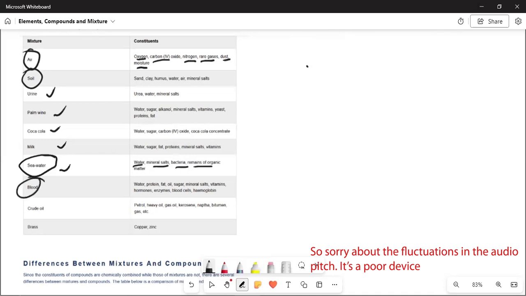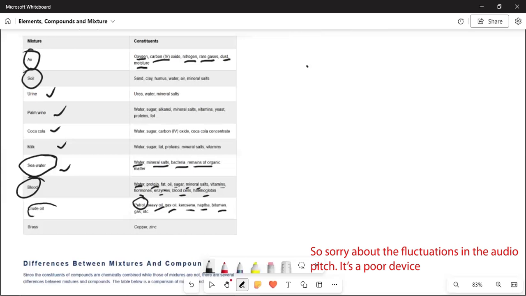Then blood is also a mixture containing water, protein, fat, oil, sugar, mineral salts, vitamins, hormones, enzymes, blood cells, and hemoglobin. All of these are components of blood, and because they are not chemically combined, that makes blood a mixture. Then crude oil, which is made up of petrol, heavy oil, gas oil, kerosene, naphtha, bitumen, gas. All of these are not chemically combined, and so crude oil is a mixture, not a compound.